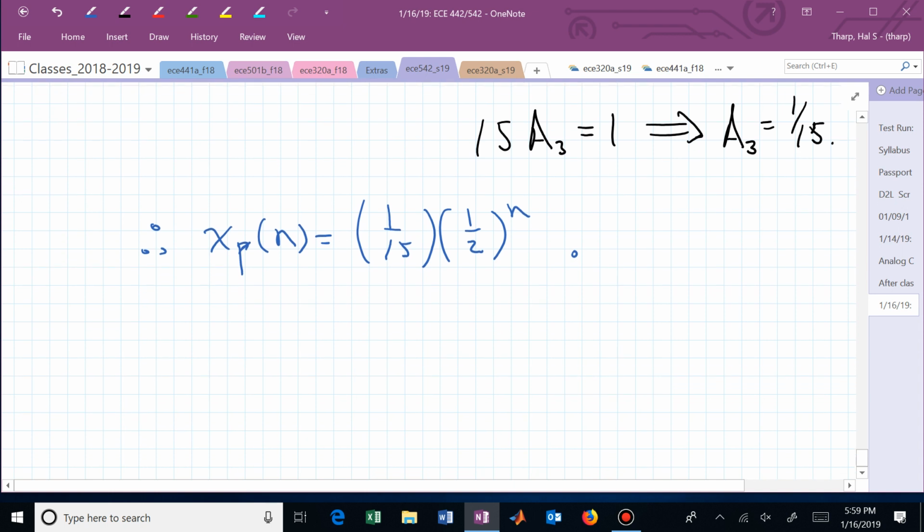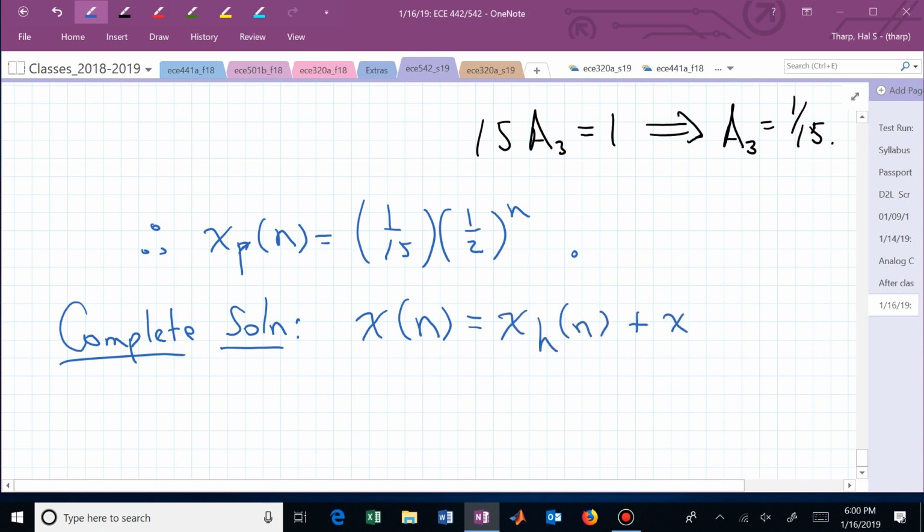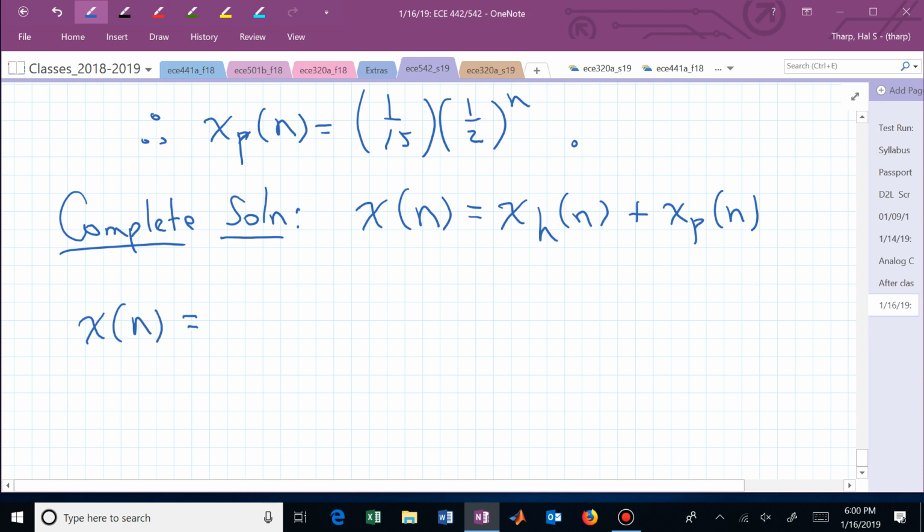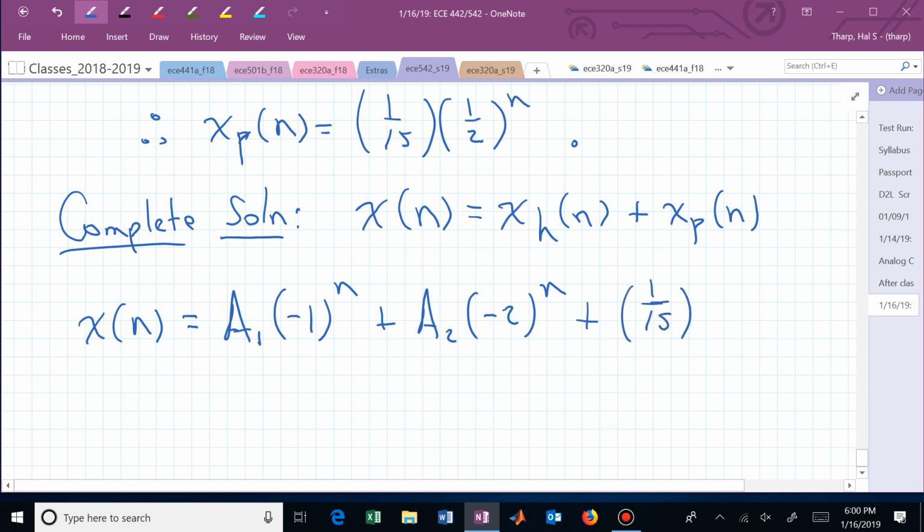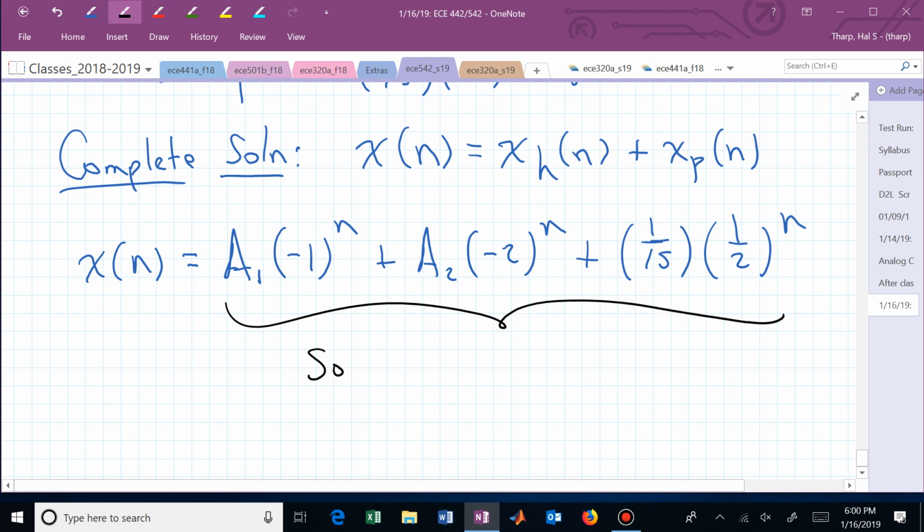And our complete solution is the combination of our homogeneous and particular. So we now have x of n is equal to a1 minus 1 to the n plus a sub 2 minus 2 to the n plus a sub 3, but we've already found that. That was 1 over 15, 1/2 to the n, and now we can solve for those unknown coefficients a1 and a2 using the initial conditions.